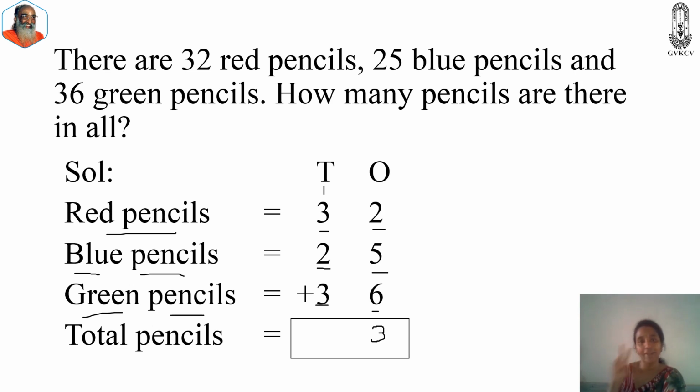4 plus 2. 4 in your mind, take 2 fingers. 4 after 5 and 6. Next, 6 in your mind, take 3 fingers. 6 after 7, 8, 9. So 93. How many pencils are there total? 93 pencils were there. Now I wrote red, blue and green pencils. You check for blue, red and green, or green, red and blue. Any two. Check and let me know.